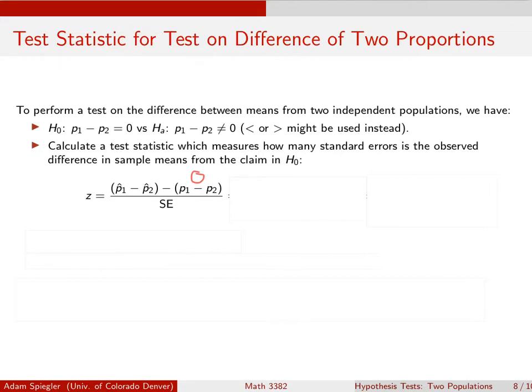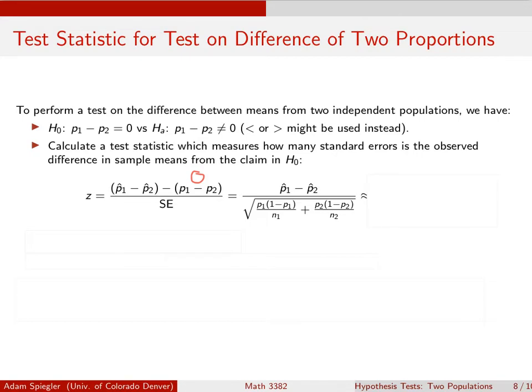So then, using the central limit theorem from the previous slide, we know that in theory the standard error is given precisely by the square root of p1 times 1 minus p1 over n1 plus p2 times 1 minus p2 over n2. But we don't know what p1 and p2 are. That's the whole point here.